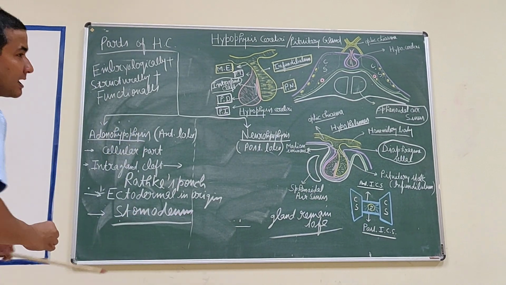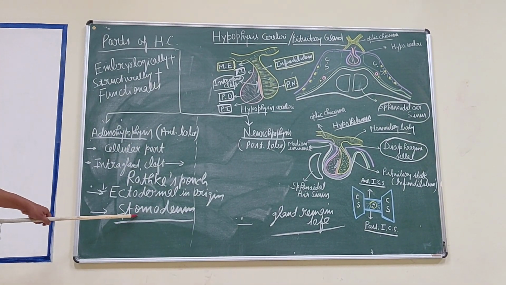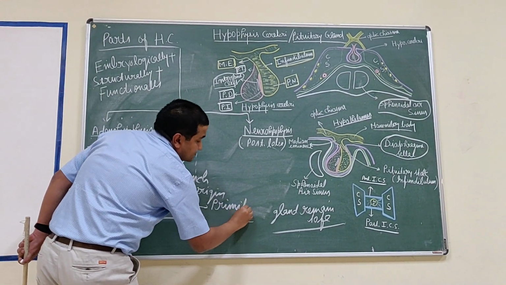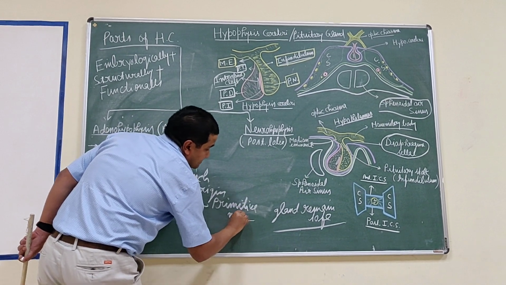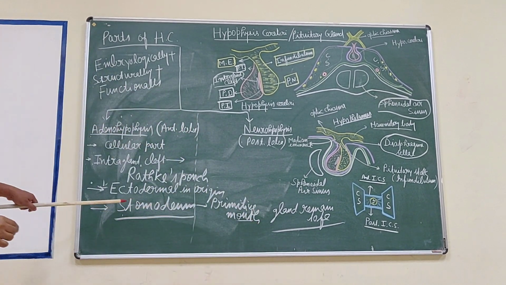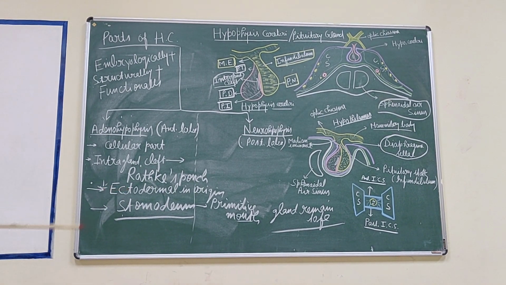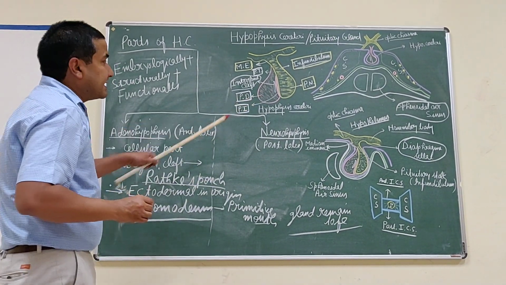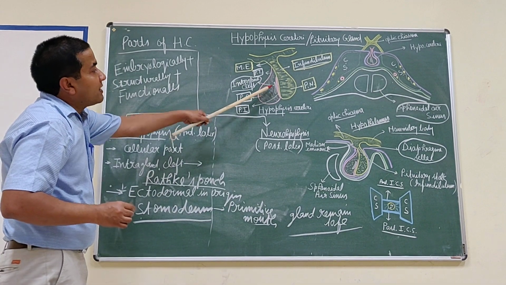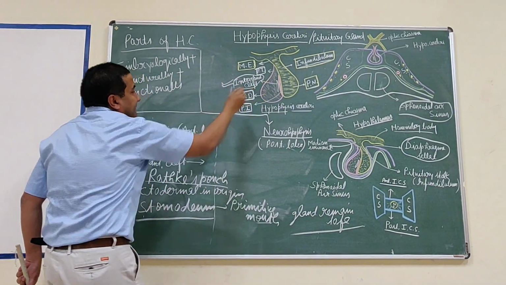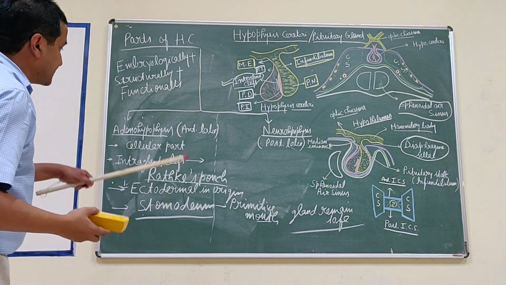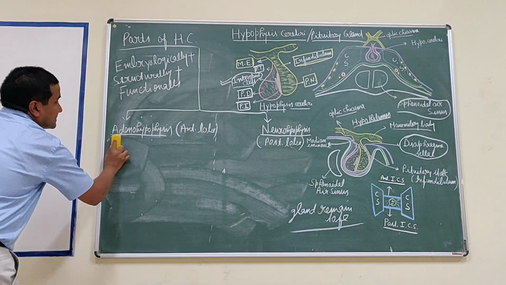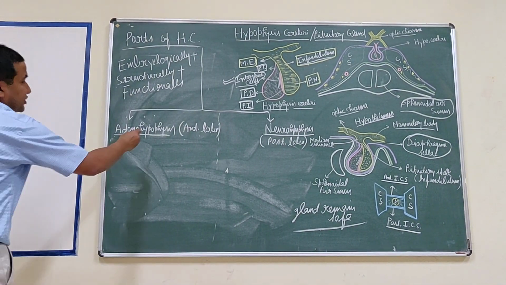Stomodium, we will discuss in the embryology. Stomodium is basically the primitive mouth. From this stomodium, there is a pouch. That pouch is known as the Rathke's pouch, which forms this anterior lobe, and its remains are known as the intraglandular cleft, which is present in the anterior lobe, adenohypophysis.